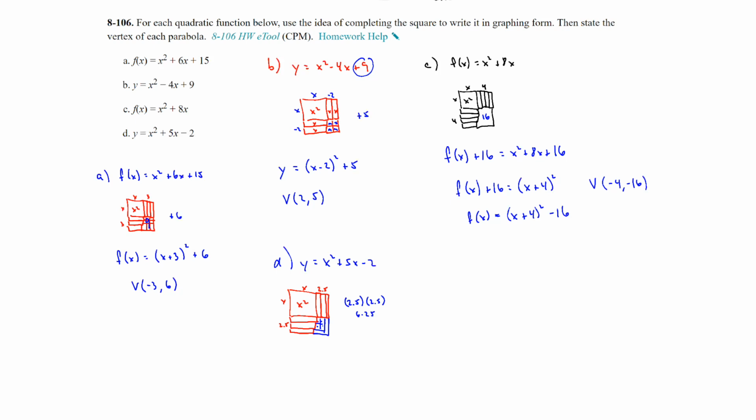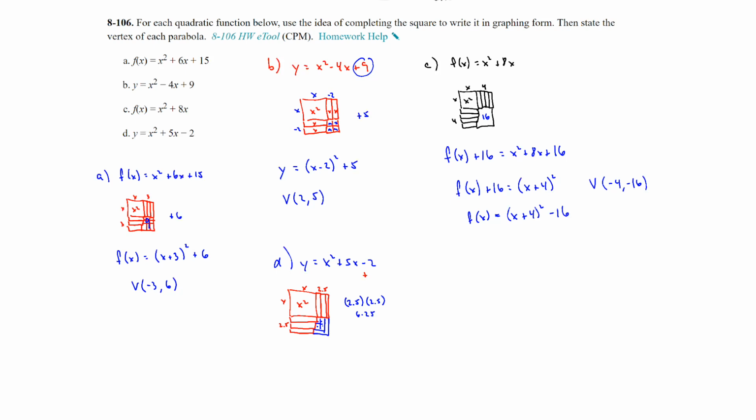So there's a couple ways we can deal with this. We do have a -2 already in terms of our constant, but we need it to be a 6.25. So if we need it to be a 6.25, we actually would have to add 8.25, and that would make it a 6.25. That's one way we could handle that.